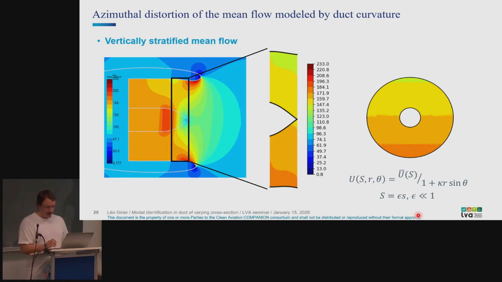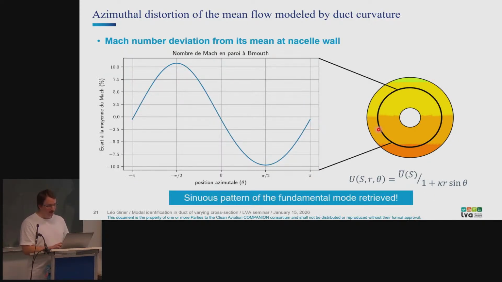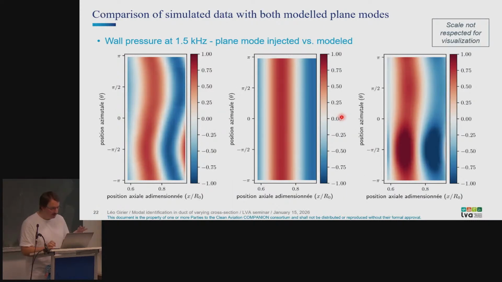And so you see the sine theta, and in fact, when you take the value of the mean flow along this circle, you retrieve this sinuous pattern as we had in the simulation that made the plane mode being sinuous as well. So hopefully, it helps us to retrieve a little bit more the plane mode as in the simulation. That's what I show here as a last slide.